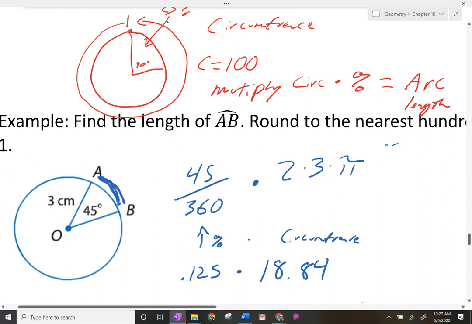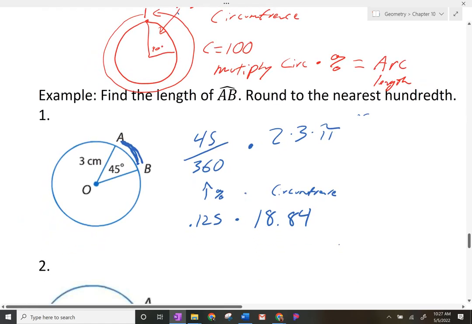And now I just get to multiply these two numbers together. It's 18.84 times 0.125. If you have a basic calculator, just know that pi is 3.14. If you want to use that button on your calculator, you can. So the distance of that arc, the distance of AB, is going to be 2.34. So AB is going to be 2.34.